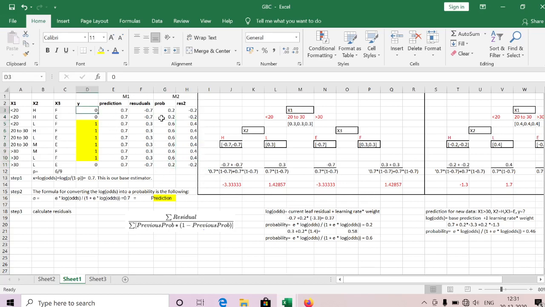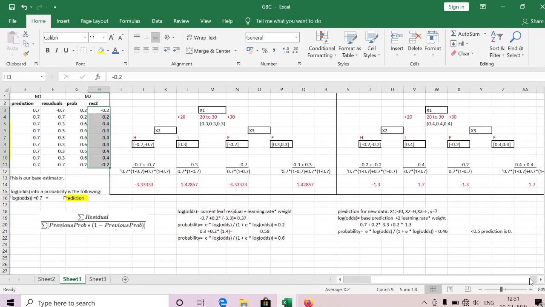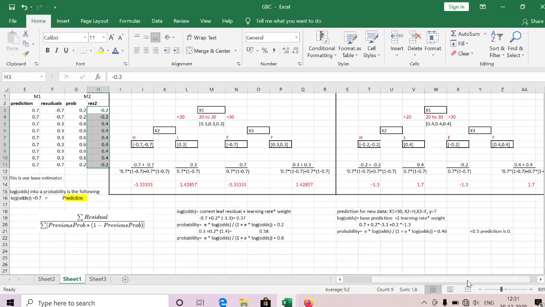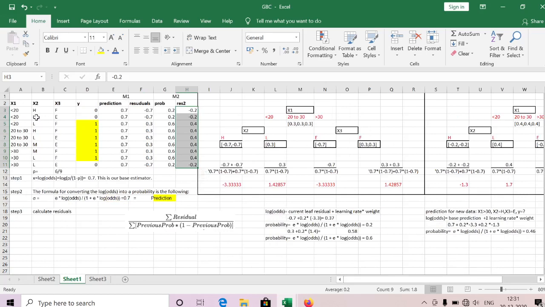Okay, this is my actual minus prediction, nothing but the prediction. Actual minus prediction gives me the residual for the second model. In a similar way, this is my model 2. Okay, less than 20, these are my three records. These are my residuals.